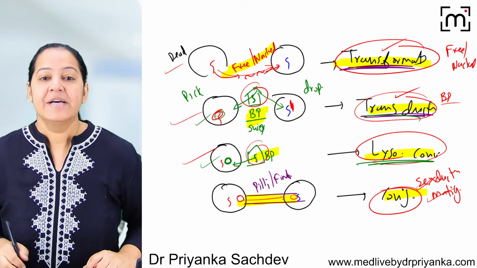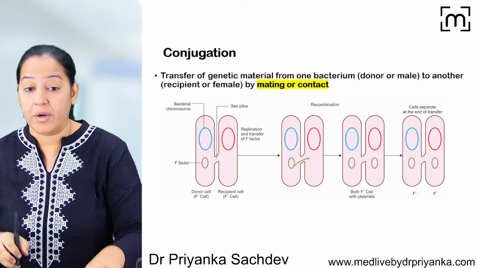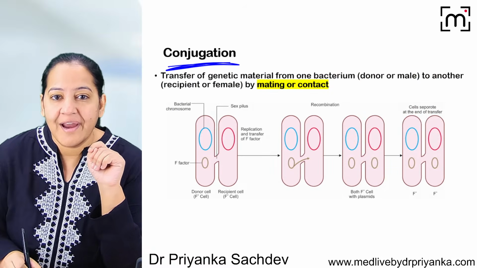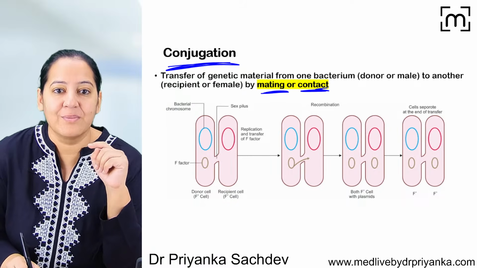Anyways, let's proceed. I'm giving you the details of conjugation. I was teaching you the fourth method. I already told you what conjugation is. It is physical contact between two bacteria. It is mating between two bacteria. It is known as sexduction.